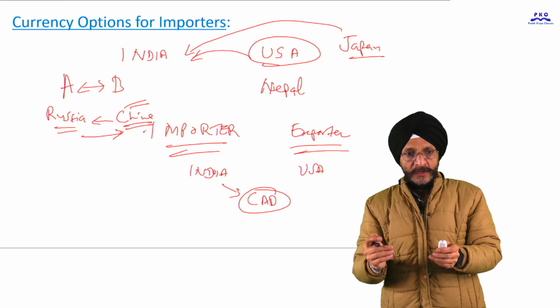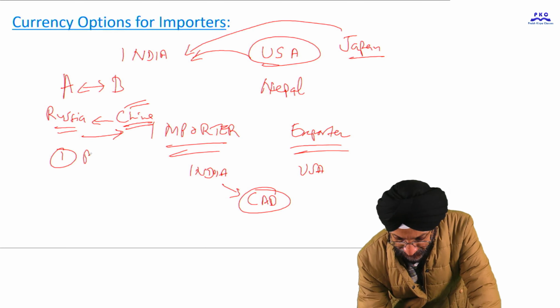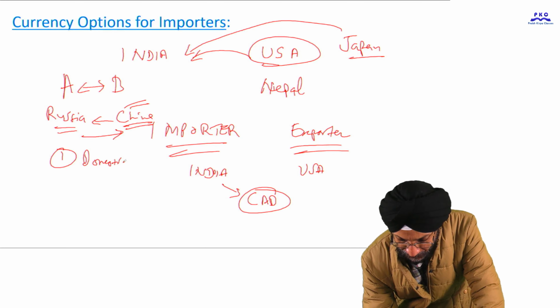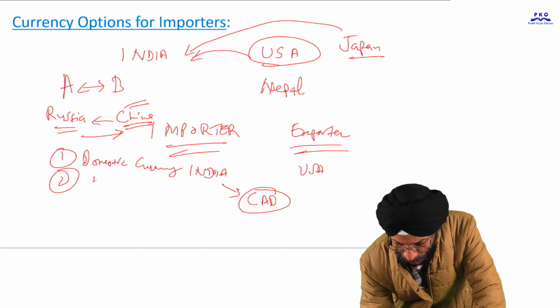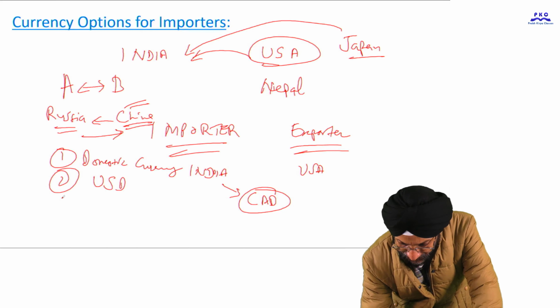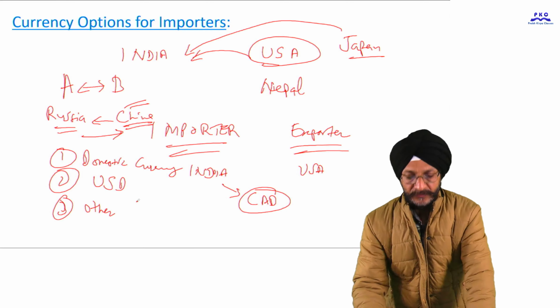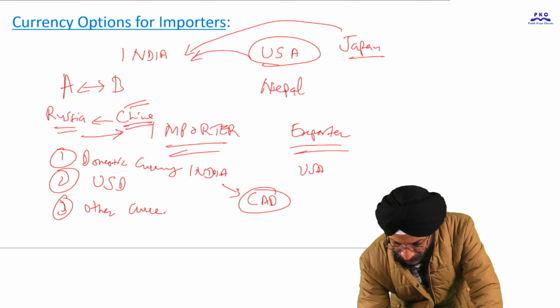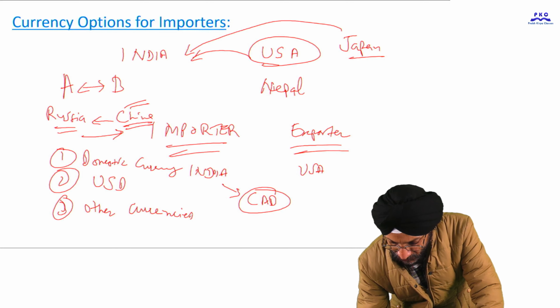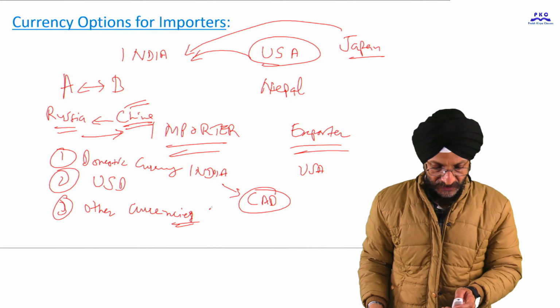So these are the three options before you. One is domestic currency. Another is strong currency, which is normally the US dollar. And the third option is other currencies, neither the currency of the exporting country nor the importing country, but some other third currency.